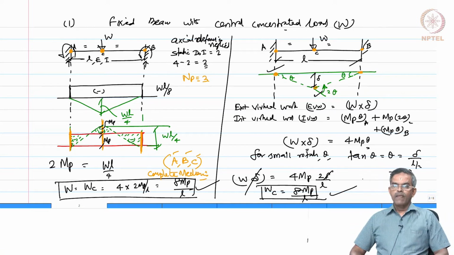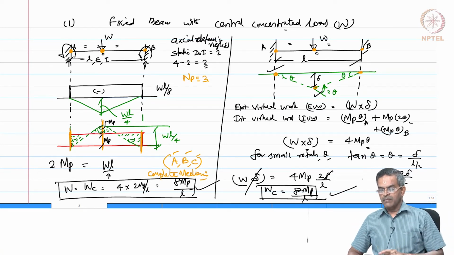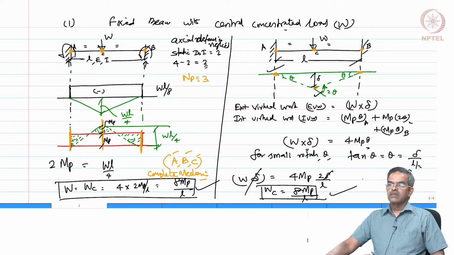So, friends, both the theorems will ultimately converge to give you the same answer if the problem is simple. Okay. So, both methods or both procedures give you the same answer, okay, in this example. Now, let us take another problem.